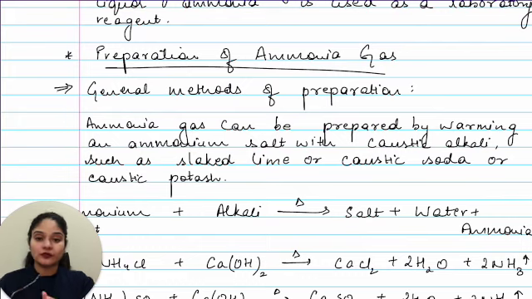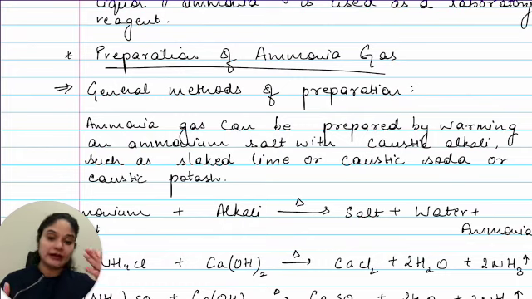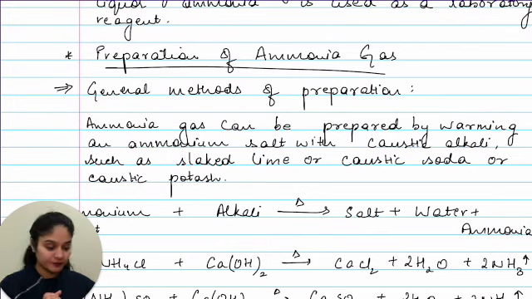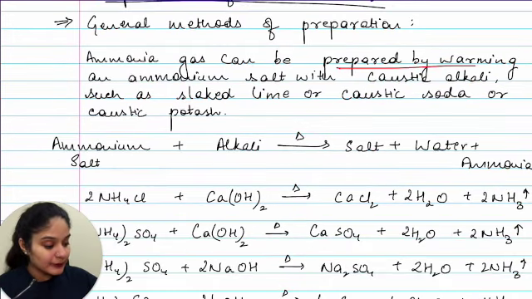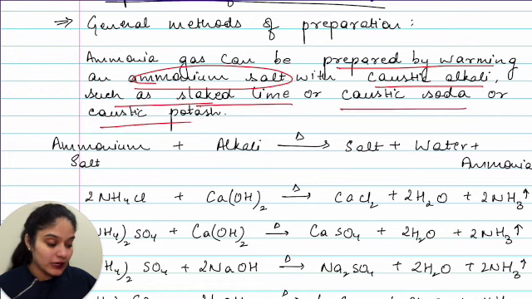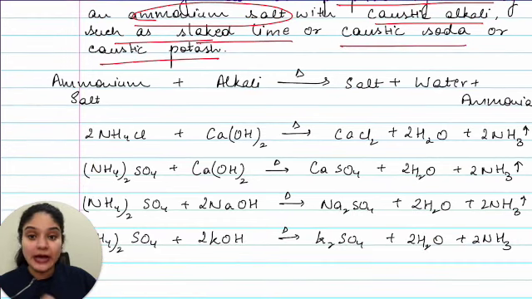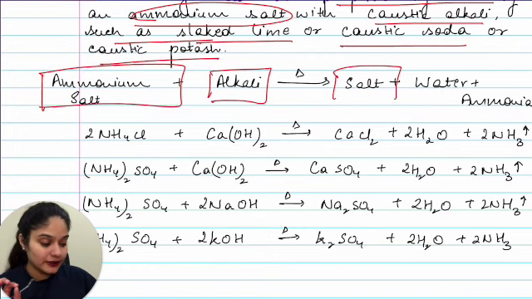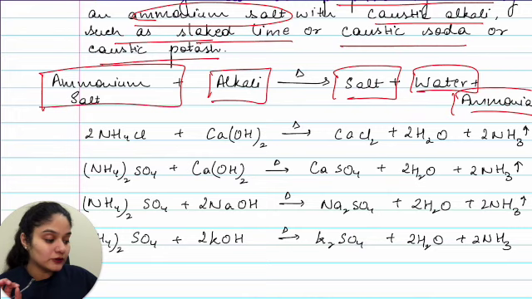In general methods of preparation, you have ammonia gas. How will we prepare that? You have ammonium salt. You react it with an alkali, and that gives you salt plus water plus ammonia. So ammonia gas can be prepared by warming an ammonium salt with caustic alkali such as slaked lime or caustic soda or caustic potash. Now what is happening here? Ammonium salt is reacting with an alkali, giving us salt plus water plus ammonia gas.